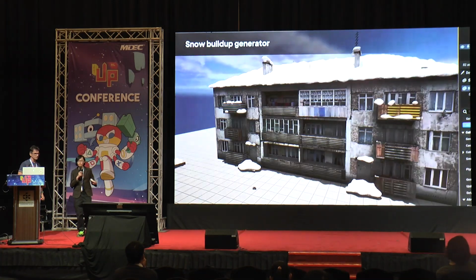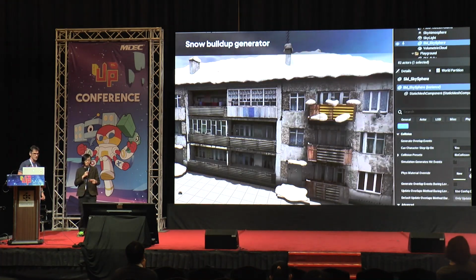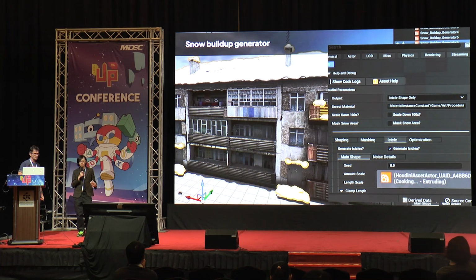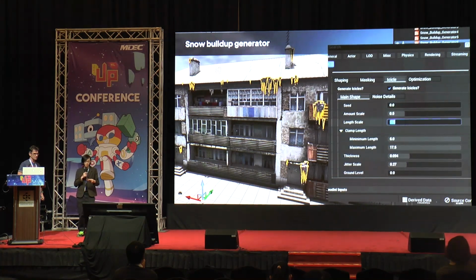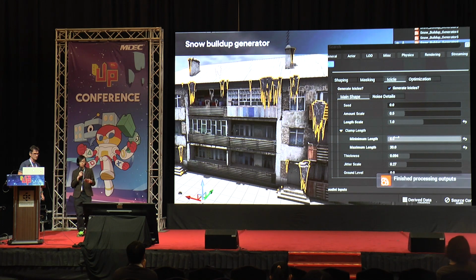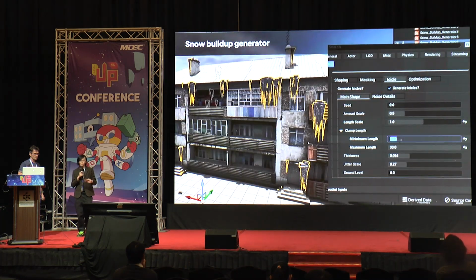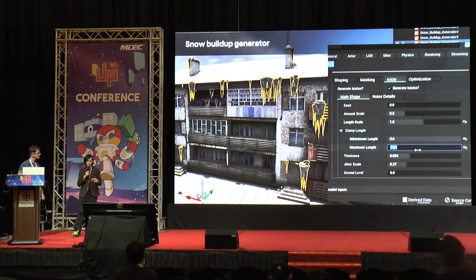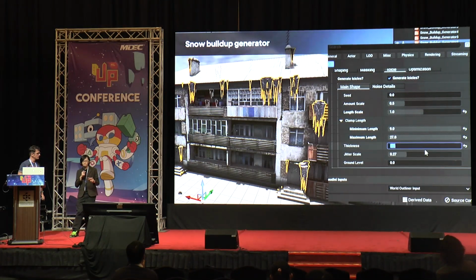To make the environment look more snowy. Now the tool can directly take objects straight from Unreal, which is this building in this case. There are two main controls for the tool. We have one for the stacking snow. We have one for the icicle.